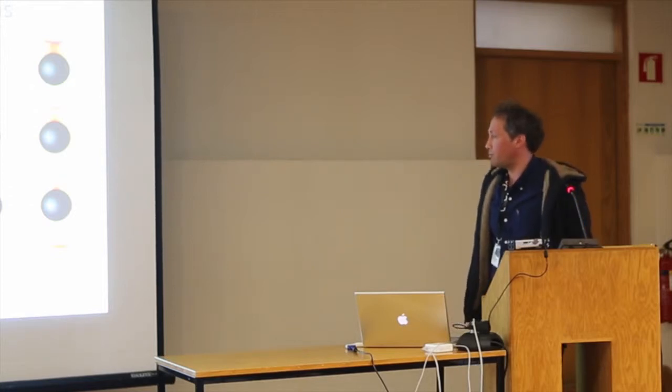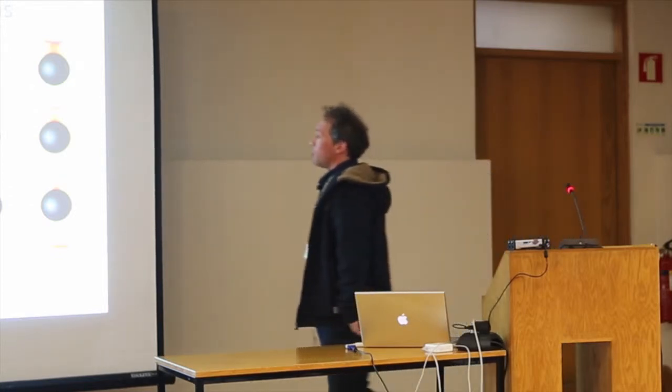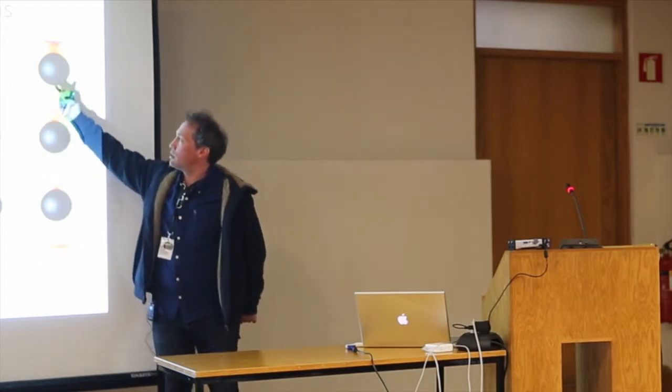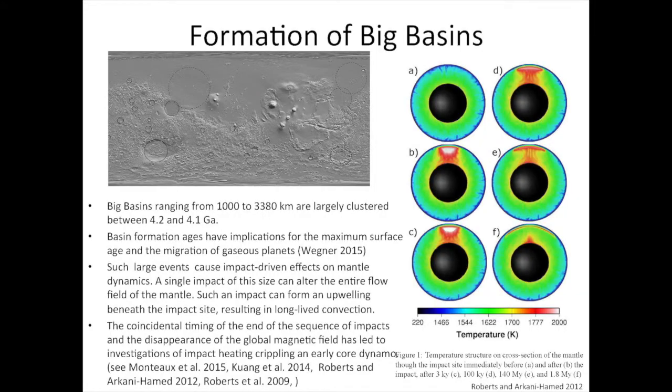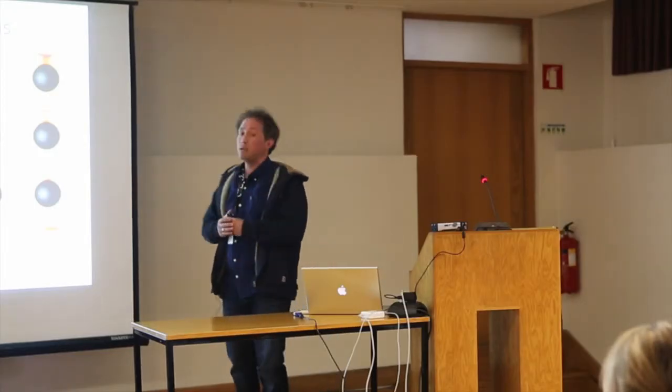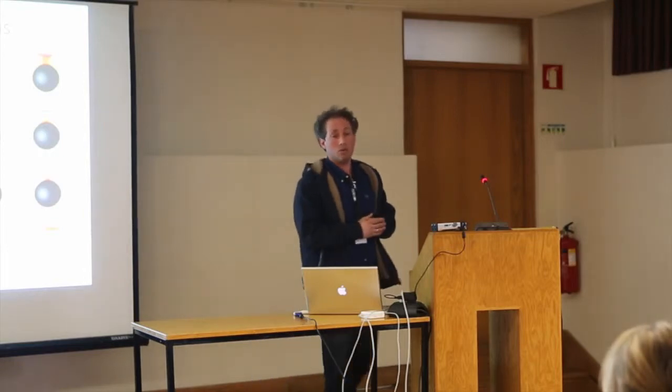Such big events cause global scale changes in the flow patterns in the mantle and can cause, below the impact, an upwelling resulting in long-lived convection. And imagine several large impacts occurring on Mars one after the other in a short period of time. Then they can change completely the heat flow at the core-mantle boundary, and also have an effect on the global magnetic field and can even cause the shutdown of the dynamo.